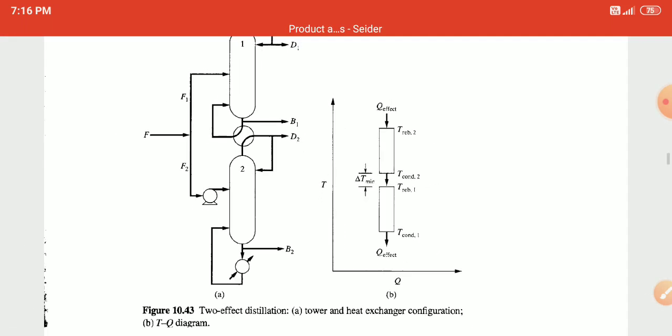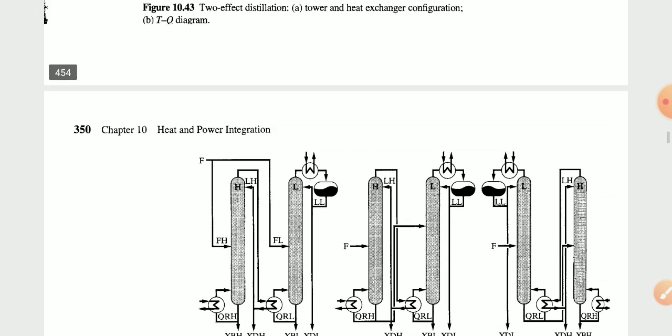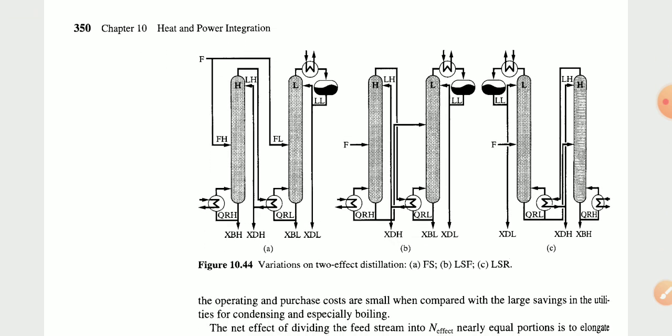Now this simply effect, which we see for the tower and heat exchanger configurations, and the temperature and Q heat diagram, rate of heat transfer. Now in these figures, the variations of two effect distillation: FS, LSF and LSR.